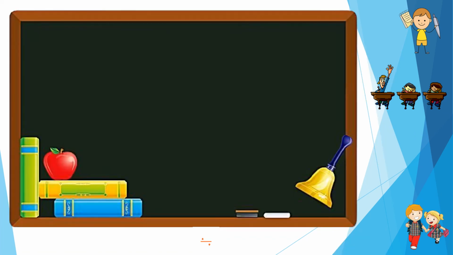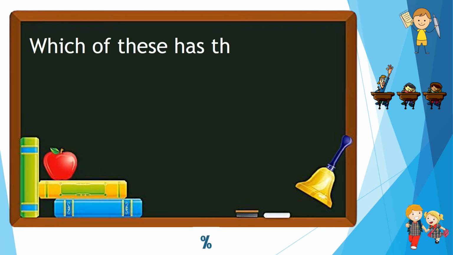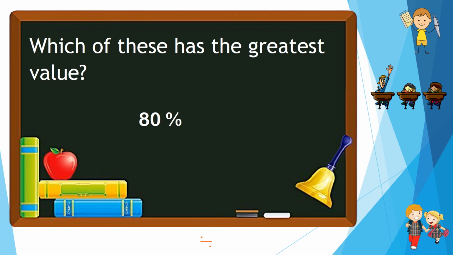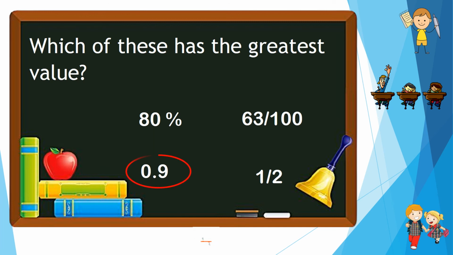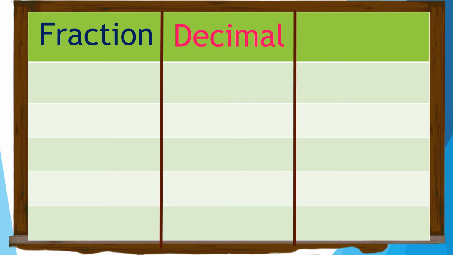Let's try this question. Which of these has the greatest value? Is it 80%, 63/100, 0.9, or 1/2? So which do you think has the greatest value? The correct answer is 0.9. Before we finally end our lesson, try to complete the table for fraction, decimal, and percent.